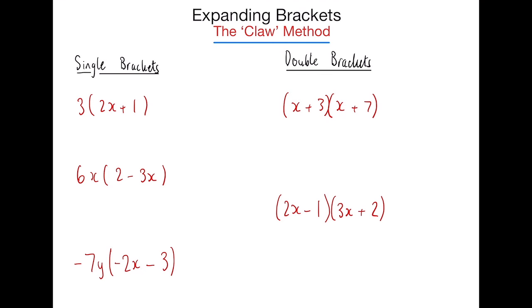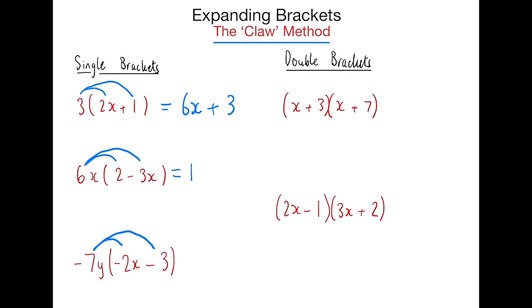Hopefully you've heard of it, but that's what I'm going to be using here. So we create kind of like a claw over our bracket, so I'll do it for all of them. And again, please, if you feel confident enough, give these a go before you see me do them. 3 multiplied by 2x is 6x, 3 multiplied by 1 is 3.